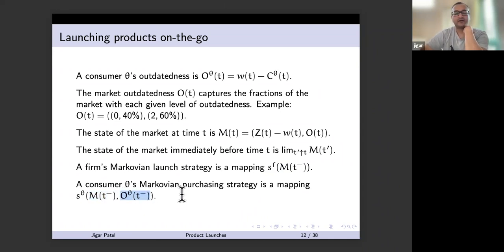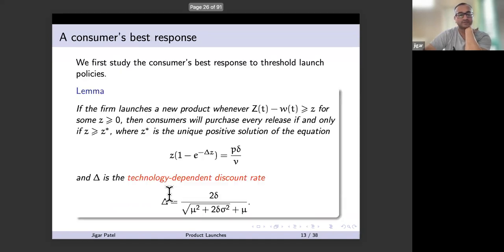So what does the market have? This is the common information. And what product am I using? So this is basically a function of market composition and my outdatedness to make a decision whether to purchase or not purchase.